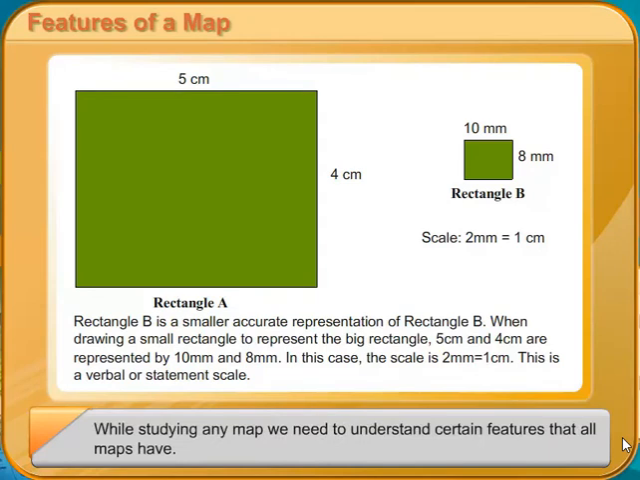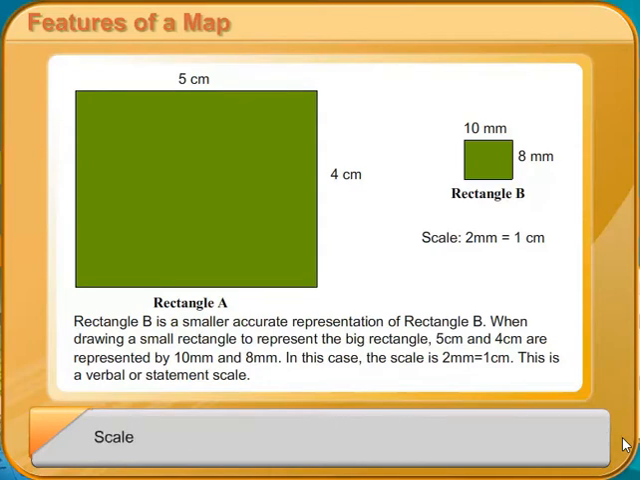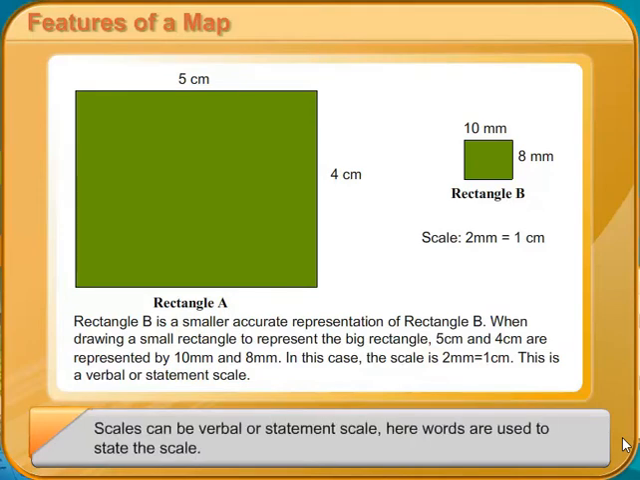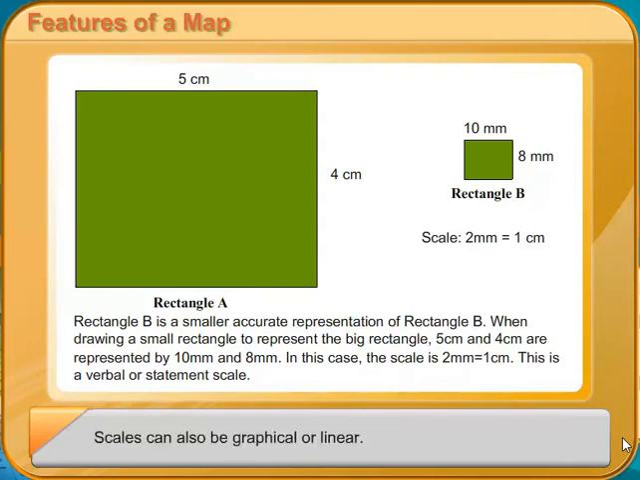Scales can also be graphical or linear. In a linear scale, a straight line is divided into different lengths that represent the given distances on the Earth's surface. The third type of scale is a representative fraction scale. In this scale, the numerator shows the distance on the map and the denominator represents the actual distance on the Earth.